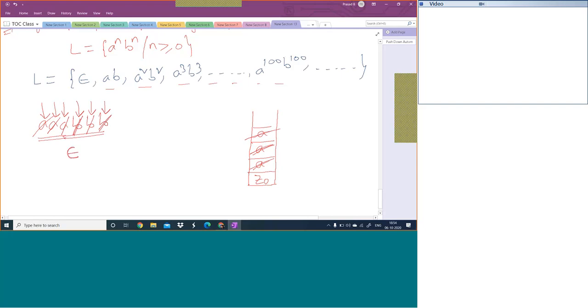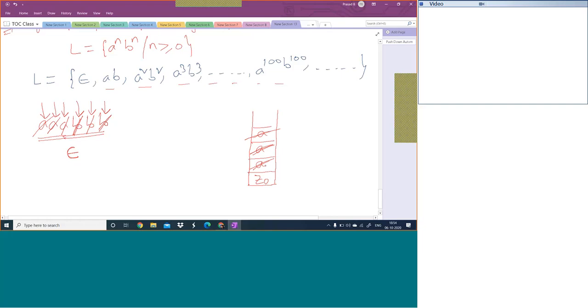When the string is empty, if really A's and B's are equal, see, we have scanned 3 A's, we have pushed the 3 A's. For the scanned 3 A's, we have pushed the 3 A's. For the 3 B's, we have deleted the 3 A's. And now the string is empty.